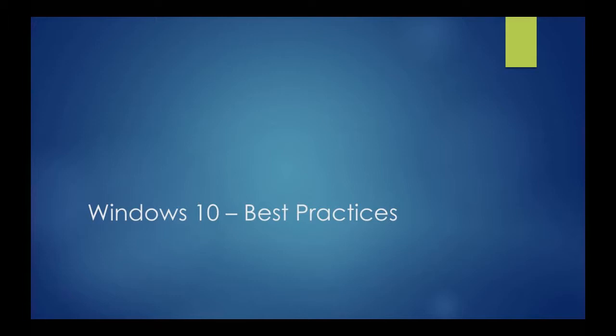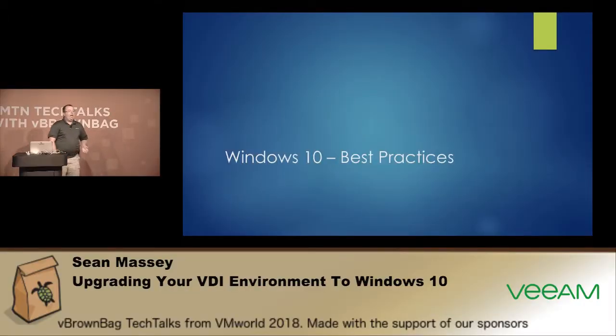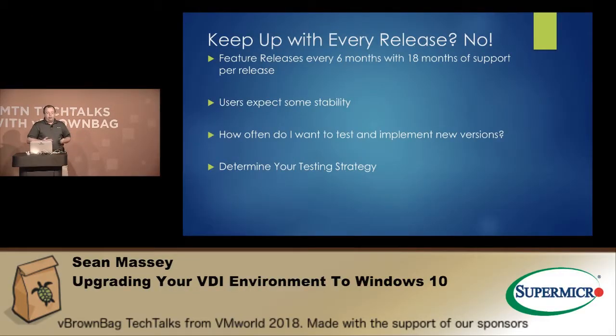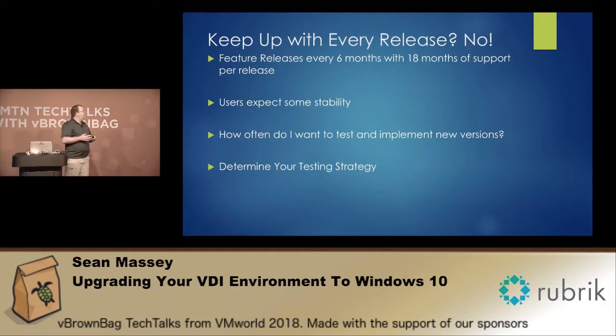So what are some best practices for doing VDI in Windows 10? So the first thing is you're probably going to be doing semi-annual channel. And because semi-annual channel has that release every 6 months and such a short support window, you may be tempted to say, hey, I'm going to keep up with every release, and I'm going to update every 6 months. You don't want to do that, right?